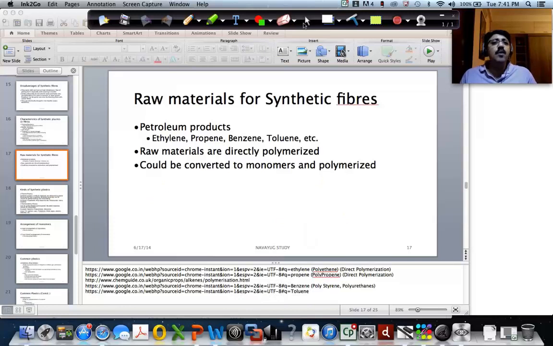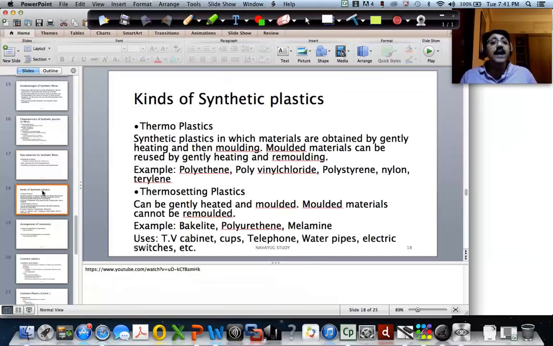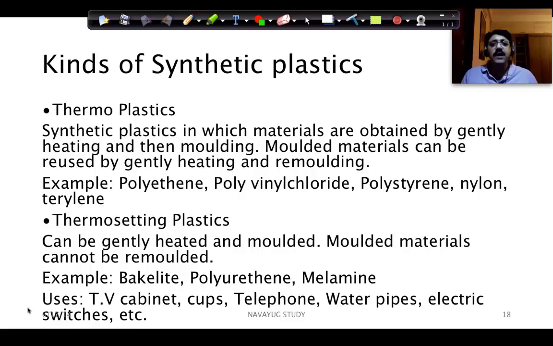So we discussed some of these interesting raw materials: benzene, toluene, propene, ethene, and all that. Right. Now let us get into kinds of synthetic plastics. There are two classifications of synthetic plastics. One is the thermoplastic and the other is thermosetting plastic. Right? Now what is the difference between thermoplastic and thermosetting plastic?